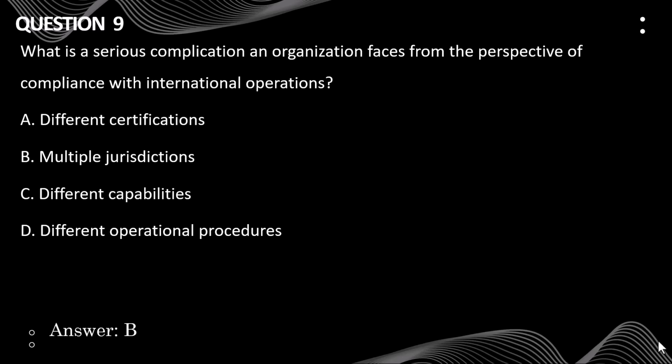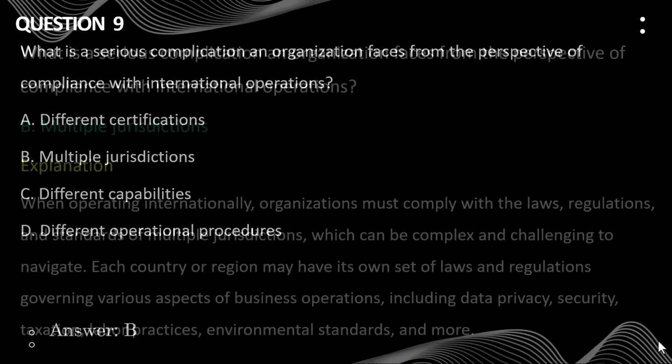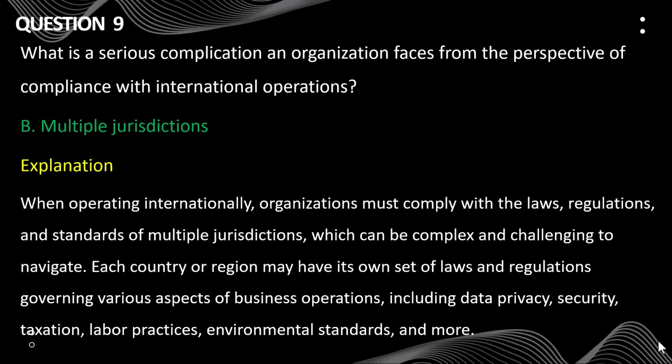When an organization is operating internationally, they must comply with the laws, regulations, and standards of multiple jurisdictions, and this can be complex and challenging to navigate. Now, each country or region may have its own set of laws or regulations that governs the various aspects of business operation, including data privacy, taxation, labor practices, and even security. Complying with multiple jurisdictions involves understanding the local regulations.